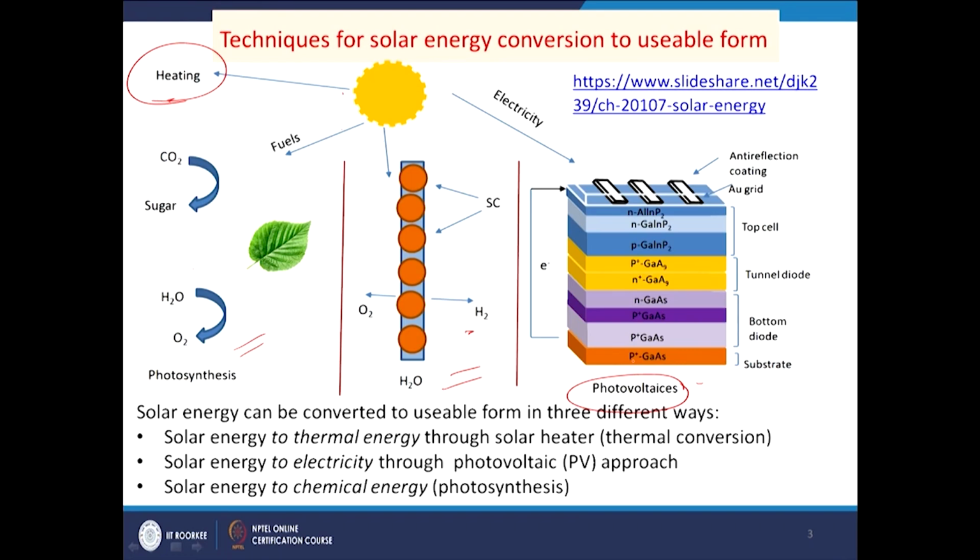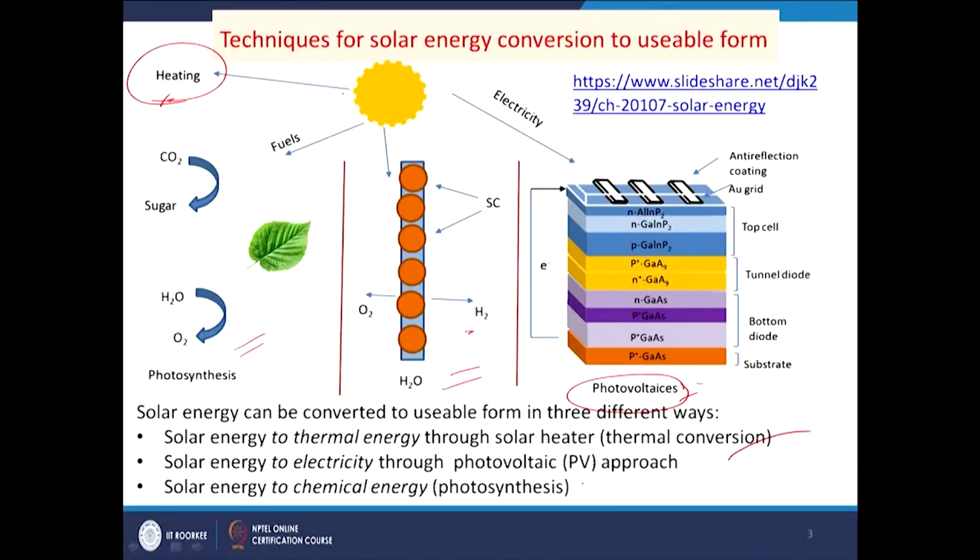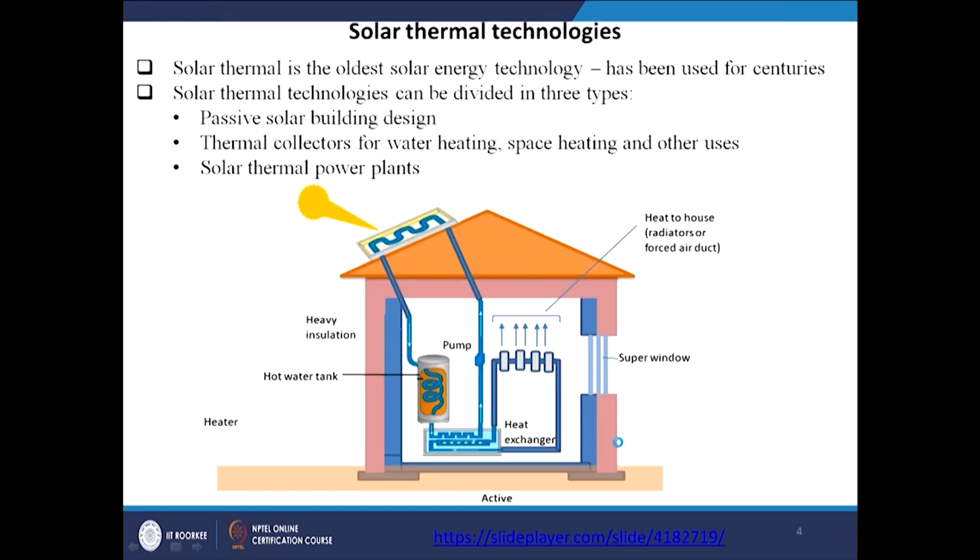We will discuss the thermal route and the photovoltaic route for the production of electricity from solar energy. So, we have thermal conversion and PV conversion, and basically we will be concentrating on these two routes. Now, passive design of buildings already helps us to get solar energy for heating applications.